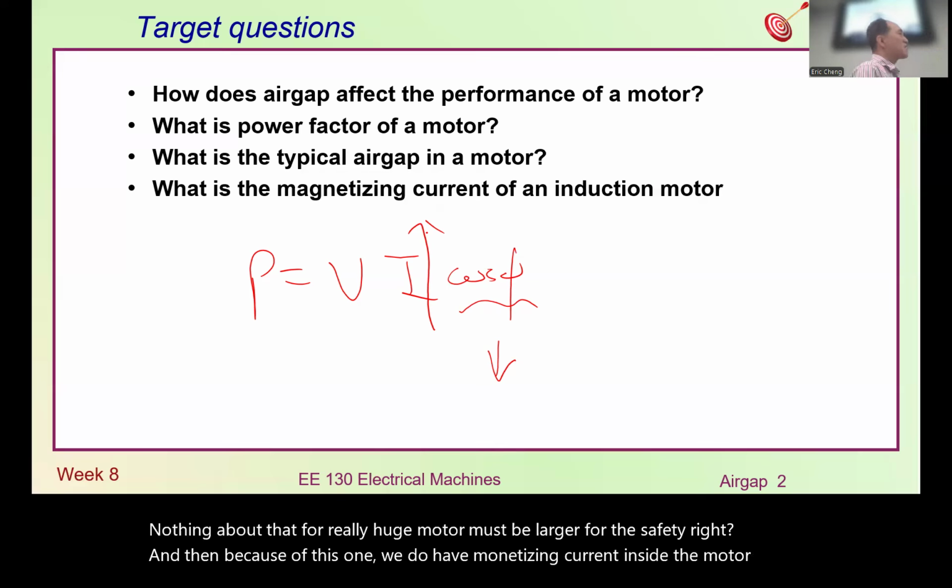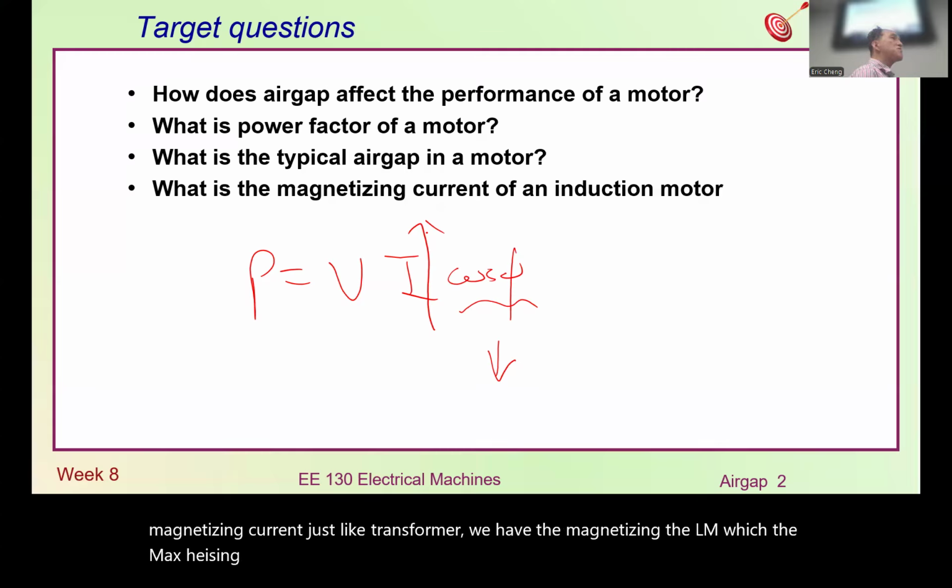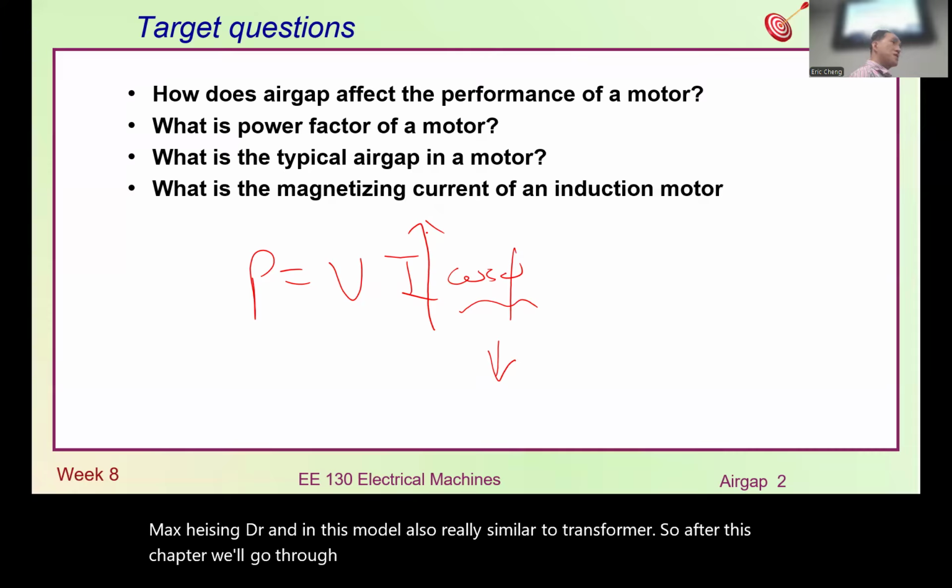Magnetizing current, just like a transformer, we have the magnetizing inductor, LM. The induction motor is also really similar to a transformer. So after this chapter, we'll go through the equivalent circuitry for the induction motor. Then you can see how they really look like a transformer.